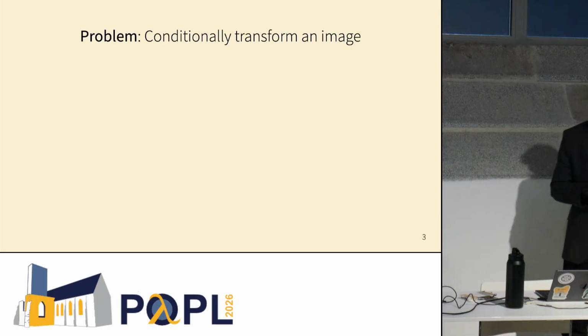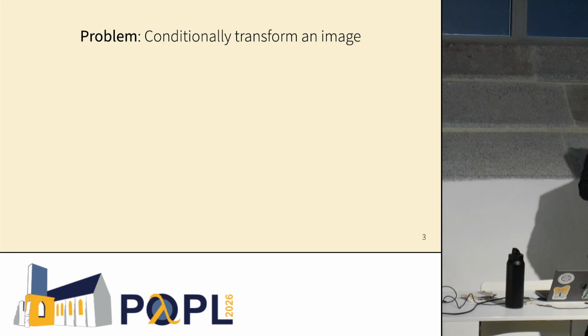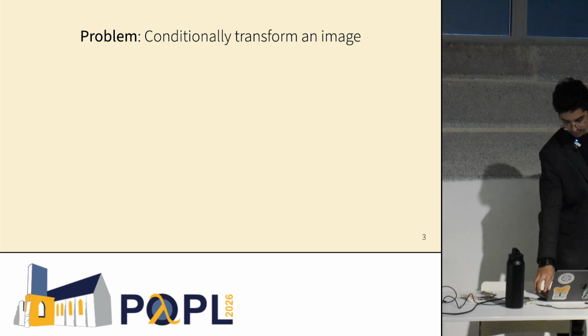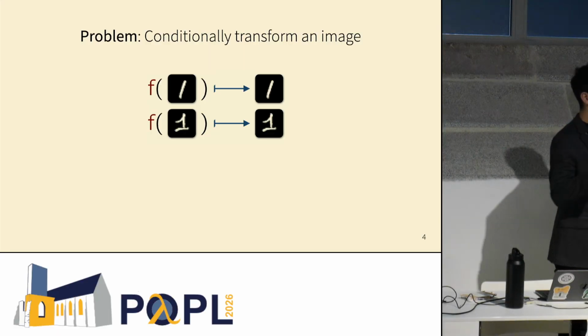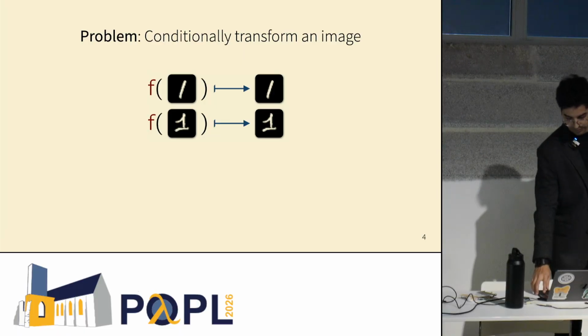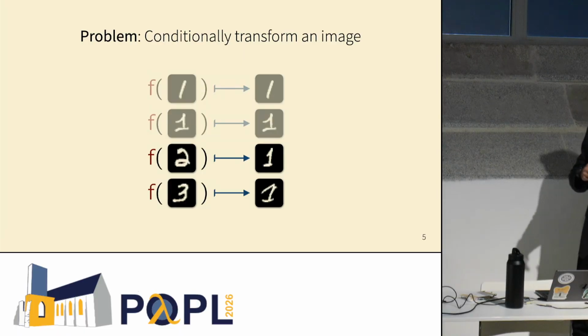Now, to begin, I want to introduce a simple problem that'll help illustrate what kinds of programs you can and can't write in these differentiable programming languages. The problem is just about conditionally transforming an input image. If the input image is a 1, don't do anything, just apply identity. But if it's something other than a 1, you should try to transform it into a 1.